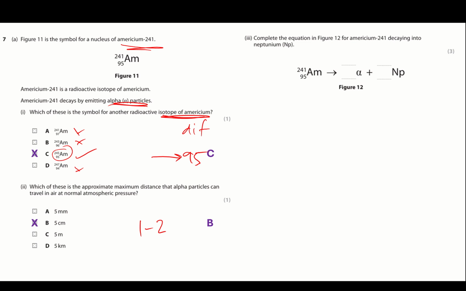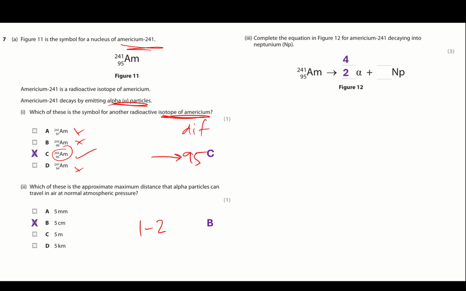Next one, complete the equation for americium-241 decaying into neptunium. So it's testing that you know that an alpha particle has a mass number of 4 and an atomic number of 2. Ultimately, I could put a 2 plus charge as well. Then this side must equal that side, so 4 plus something must equal 241. That's got to be 237. 2 plus something must equal 95. That must be 93.